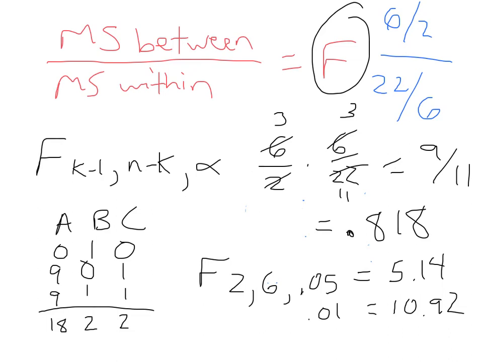But since my F value of 0.818 is less than the critical F value of 5.14, I would conclude that there is no difference in the average means of the three groups. Pretty much the same thought process of a hypothesis test. Okay? That's the gist of it.